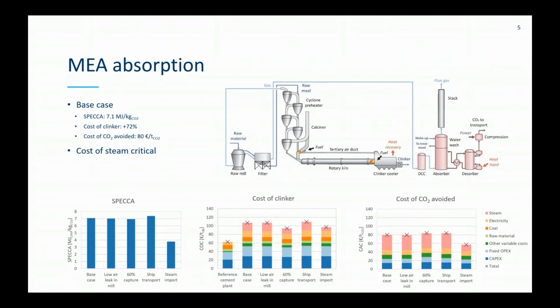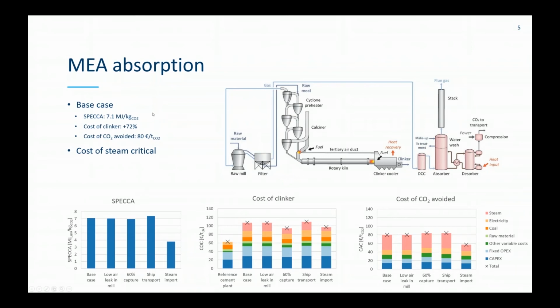Now, the key performance indicators in the 5 different cases that we evaluated for MEA are shown in the 3 different column diagrams here at the bottom of the slide: the SPECA, the cost of clinker, and the cost of CO2 avoided.